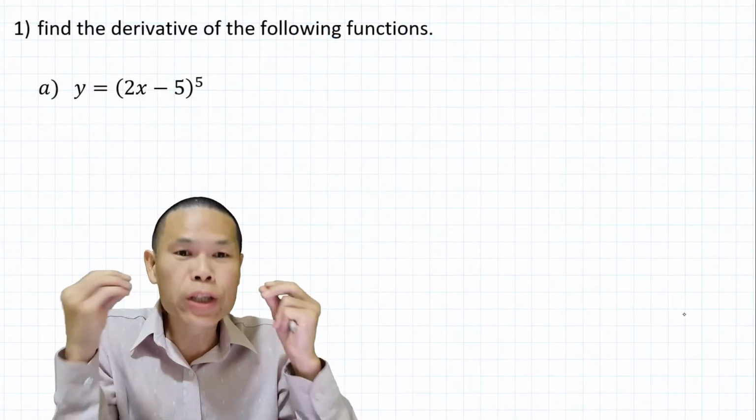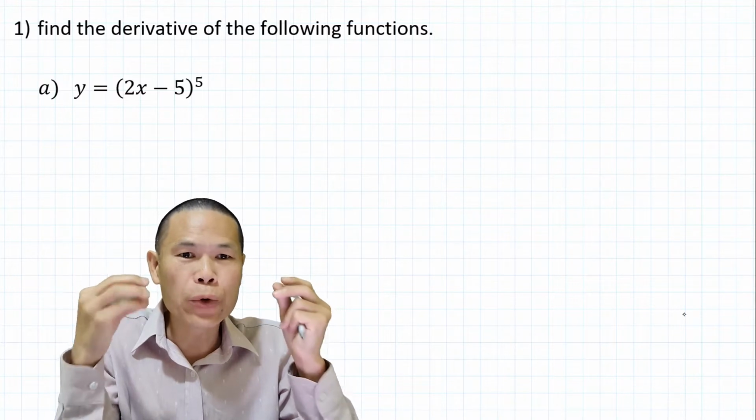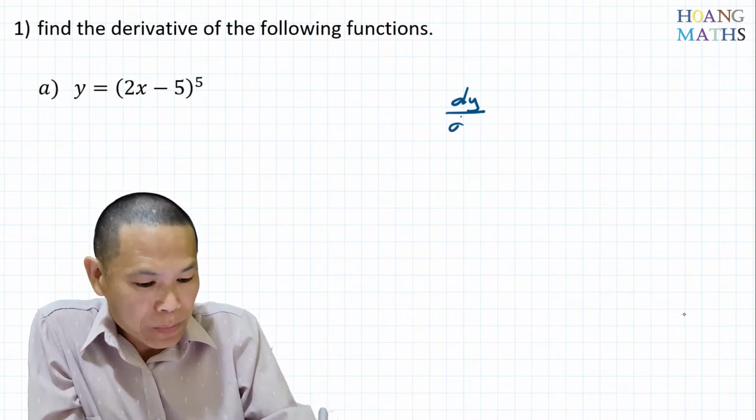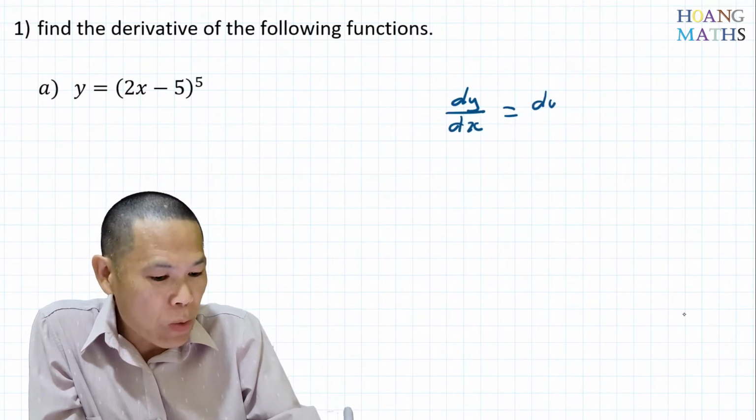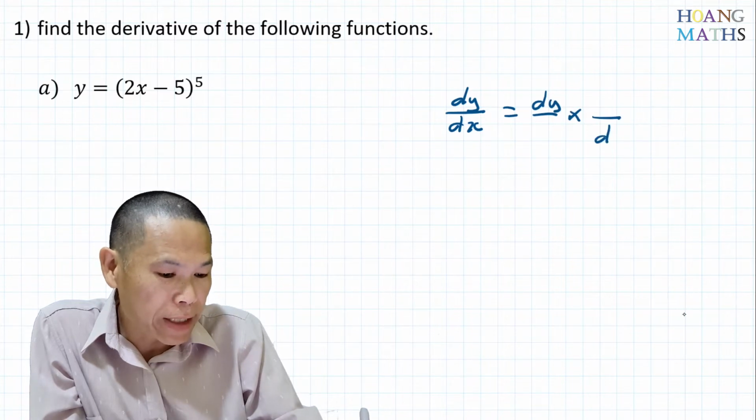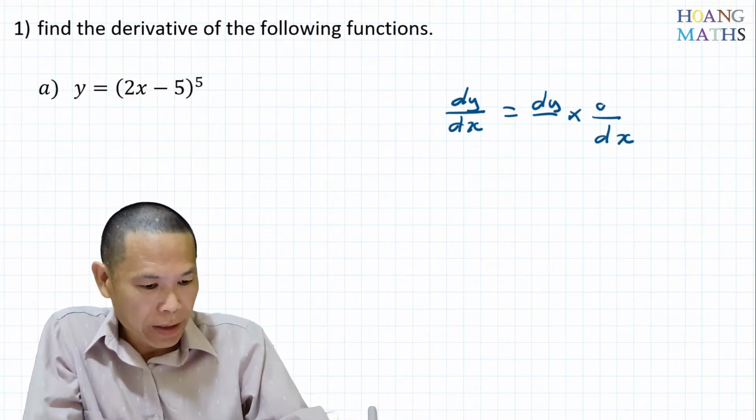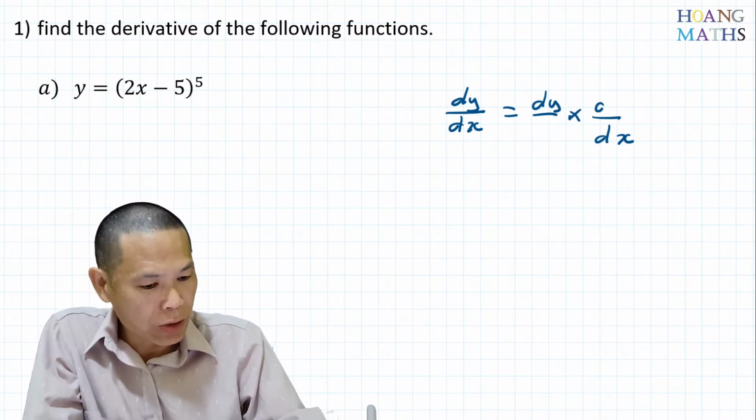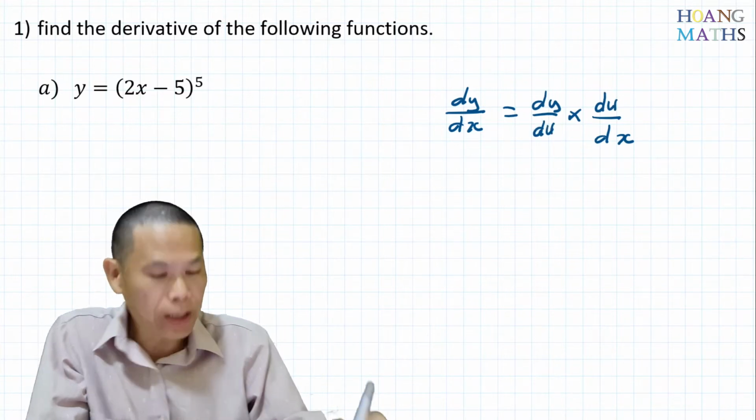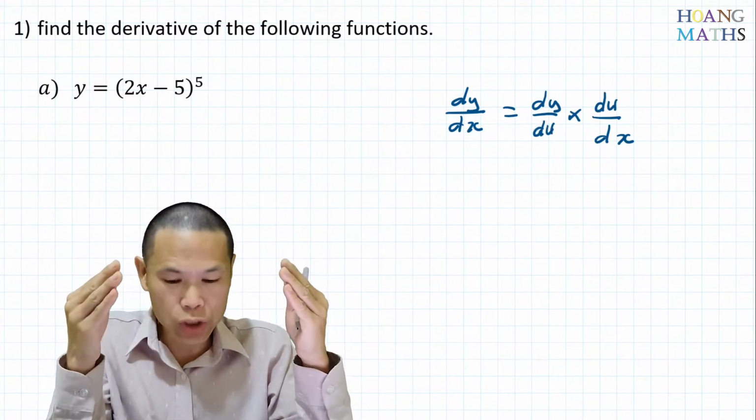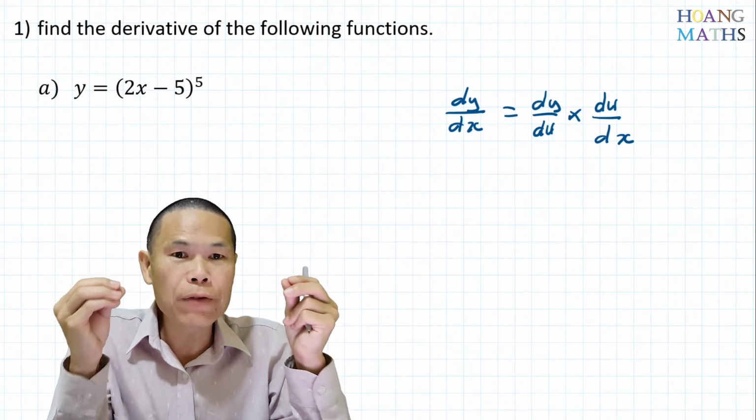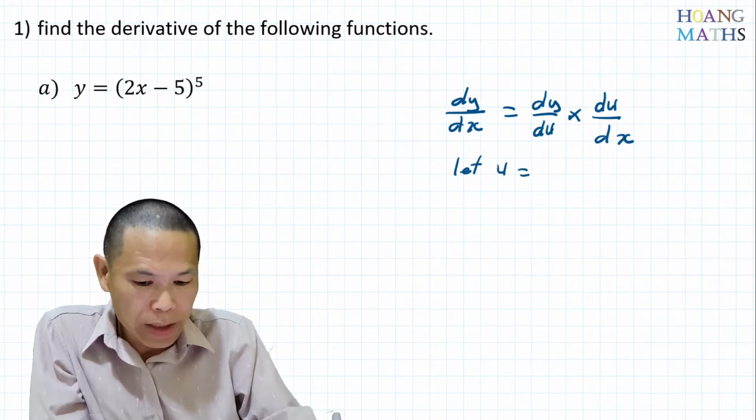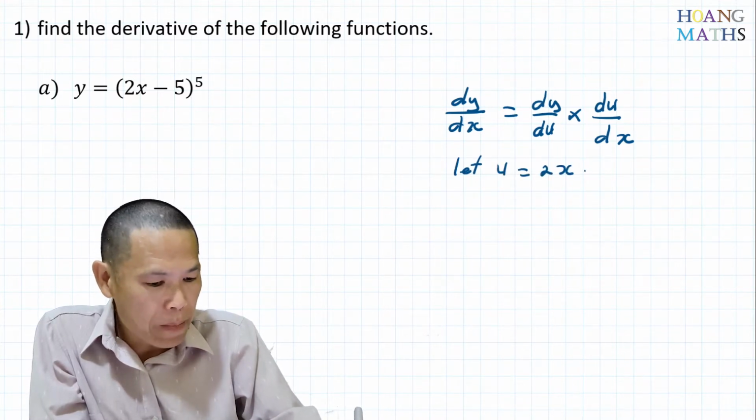First one, to differentiate these kinds of functions, we can use the chain rule. So dy/dx is equal to dy/du times du/dx. We can write dv and dv here, or you can write du and du. It doesn't matter which variable. Now we just replace 2x minus 5 with u. So we can say let u equal 2x minus 5.